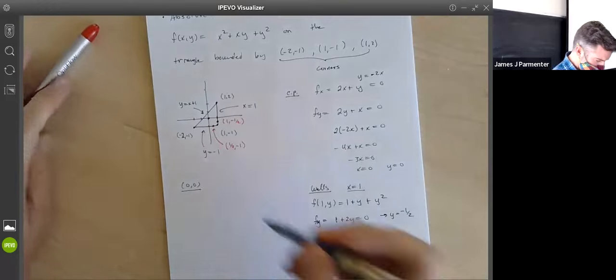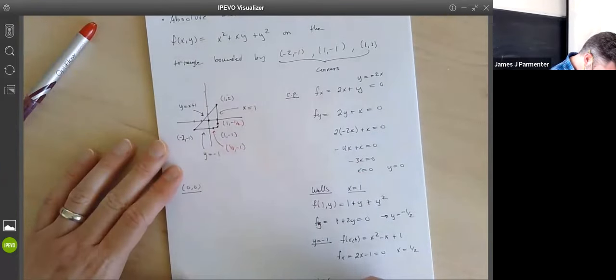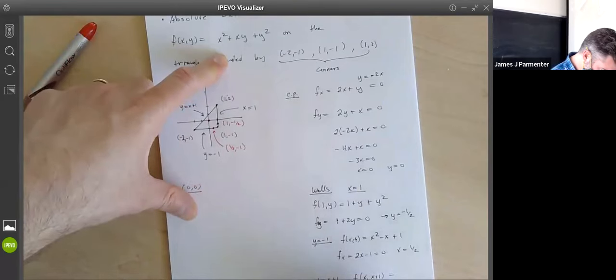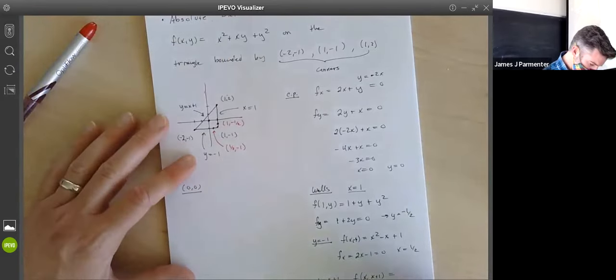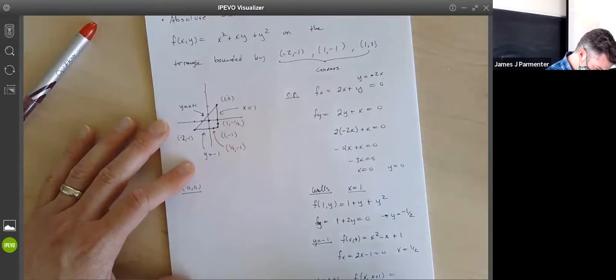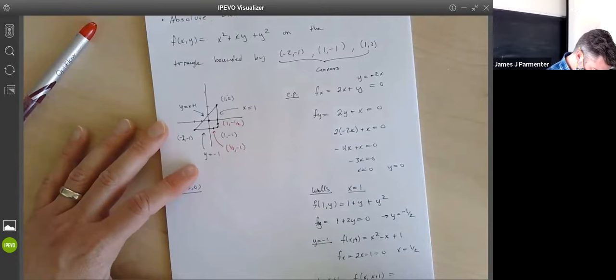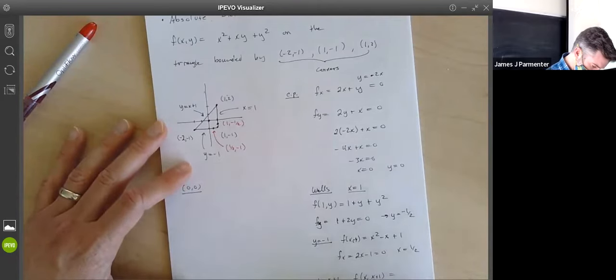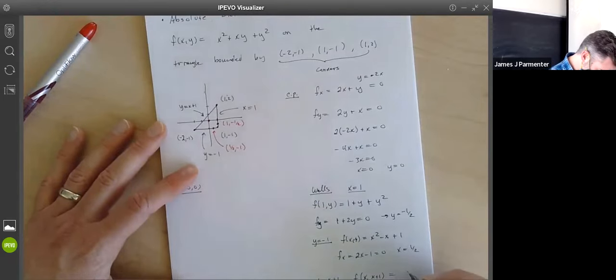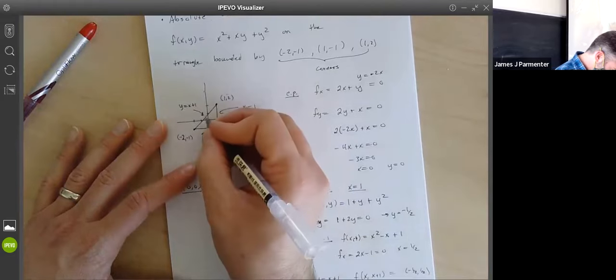And finally, along the wall y equal to x plus 1, we have f of x comma x plus 1, which is going to be x squared plus x times x plus 1 plus x plus 1 squared, which I would multiply out. It's x squared plus x squared plus x plus x squared plus 2x plus 1, which is 3x squared plus 3x plus 1. So then the partial derivative, fx, is 6x plus 3. So x is going to equal negative 1 half, and y is going to equal negative 1 half plus 1, which is 1 half. So I get the point negative 1 half, 1 half. It's right there.